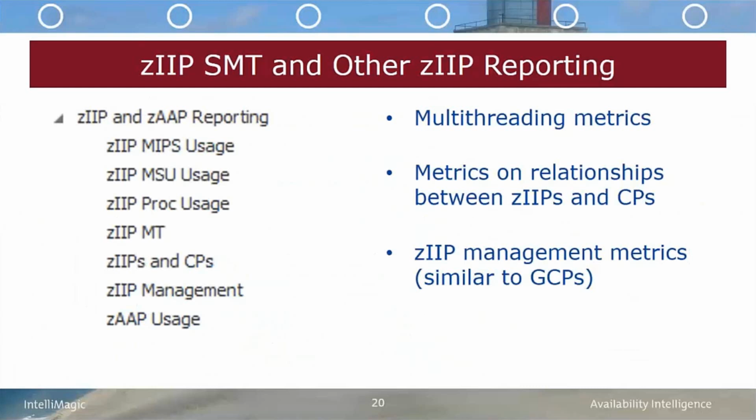All right, next we're going to talk about zIIP reporting, and we have significant enhanced visibility in IntelliMagic Vision 8.10 for zIIP. There's a zIIP multi-threading report set that provides visibility into all the new metrics that IBM has defined associated with when you activate SMT on your zIIPs, and then also zIIPs and CPs report on various relationships between those two types of processors, and then zIIP management has a number of reports to help enhance your management of your zIIP configuration in ways similar to what you do with general purpose CPs.